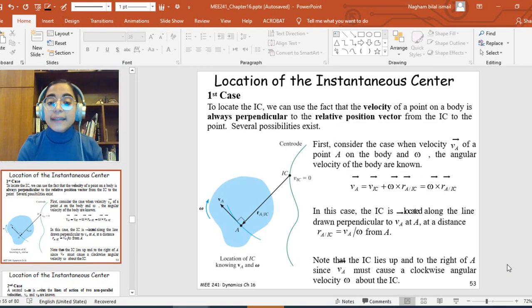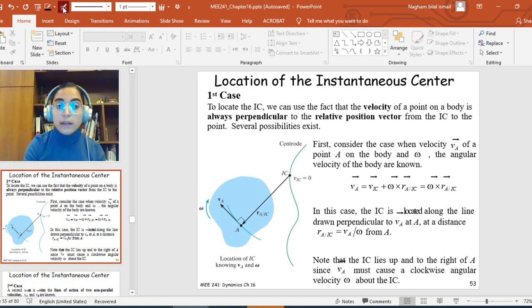The first case is whenever I know the velocity. I know only one velocity of a point on this body. What does this mean? I know its direction and I know its magnitude. So if I want to find the instantaneous center of zero velocity, I have to find it from this velocity.